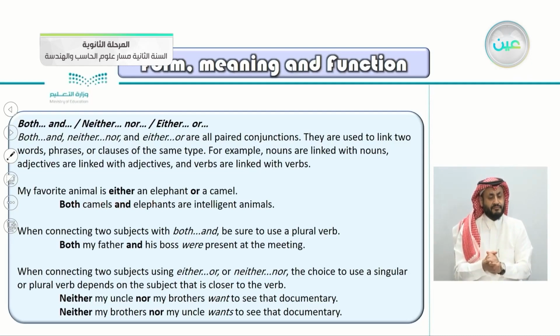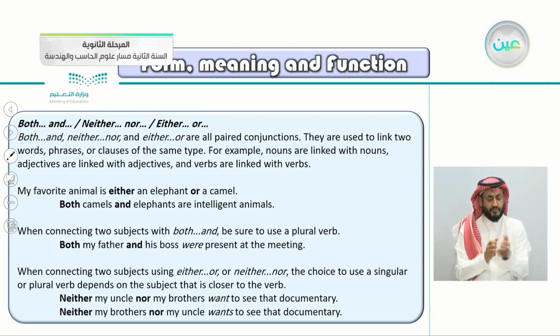When connecting 2 subjects with both and, be sure to use a plural verb. Pay attention. Let's see the example here. Both my father and his boss were present at the meeting. So make it plural here: were, don't say is, say were.